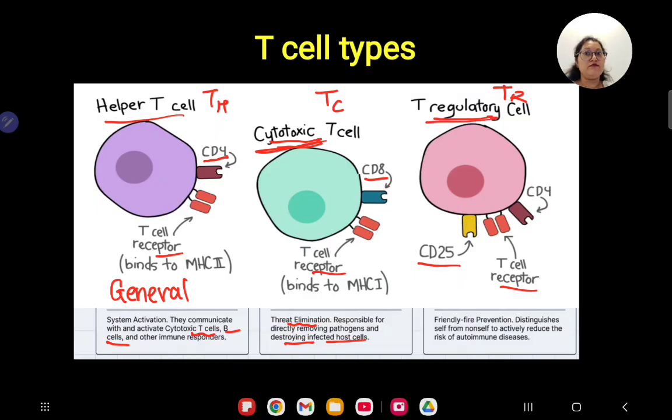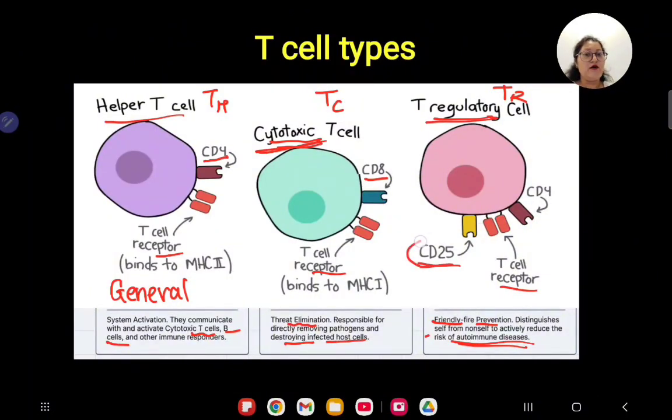Then the T regulatory cell. Regulation means it's going to make sure that friendly fire does not happen, meaning self and non-self. That distinguishing characteristic is taken care of by the T regulatory cell. It distinguishes self from non-self to actively reduce the risk of autoimmune disease. As you know, there are certain autoimmune diseases. One such example is rheumatoid arthritis. It is mentioned in your books. During this disease, the body fails to distinguish between our own cells and the foreign cells, and it starts attacking our own cells. So it's very important that we have proper TR cells.